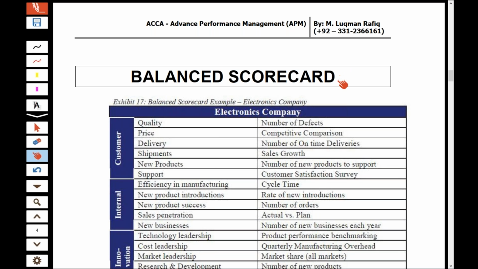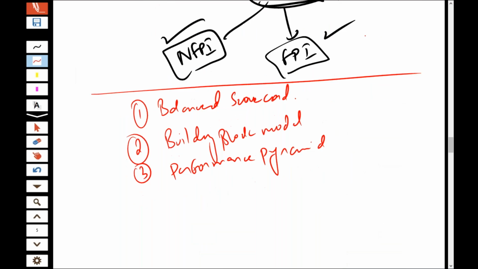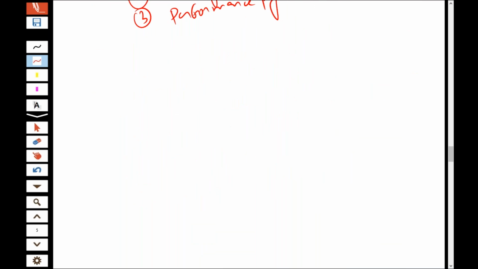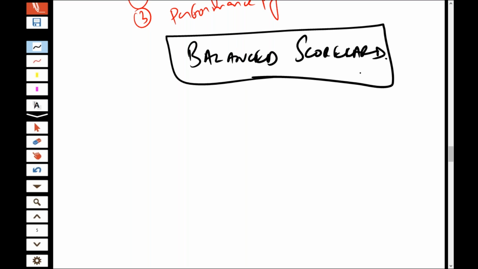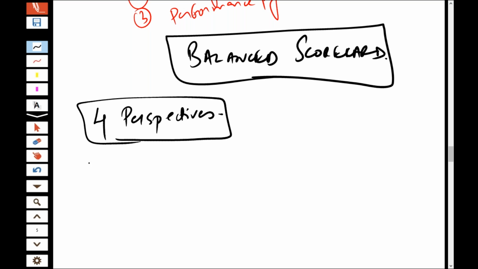Okay, so let's start discussing the balanced scorecard. The balanced scorecard is one of those models that was the first model introduced with respect to modern performance measurement. The balanced scorecard defines four perspectives. And what are those four perspectives that the balanced scorecard defines?